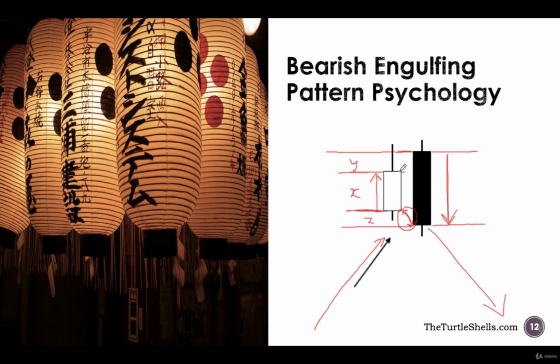Also imagine the bulls who bought here. Whoever bought here has lost this much. Whoever bought here has lost even more, from here till here, so X plus Z. So whichever way you see this, it is a very strong bearish pattern. That's the psychology behind why the bearish engulfing pattern is so bearish and why it is so powerful.